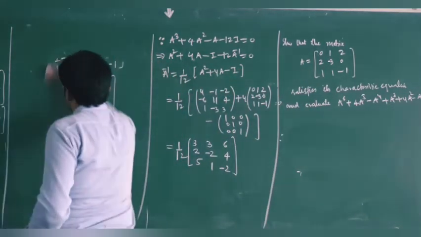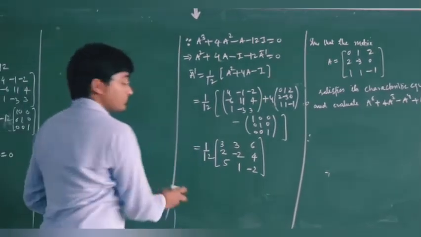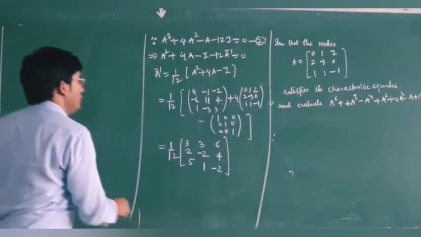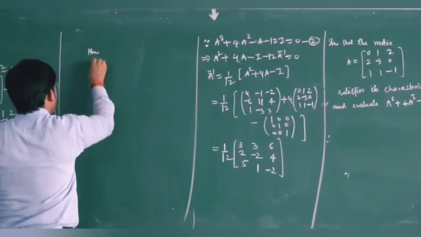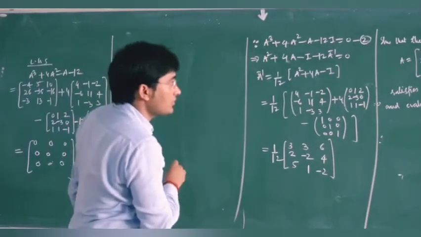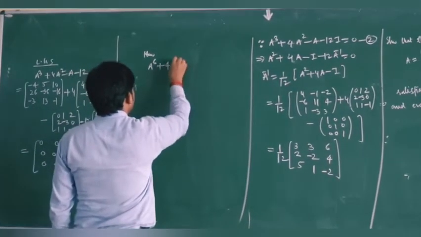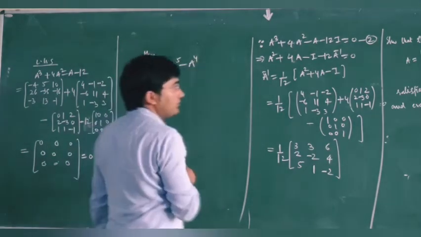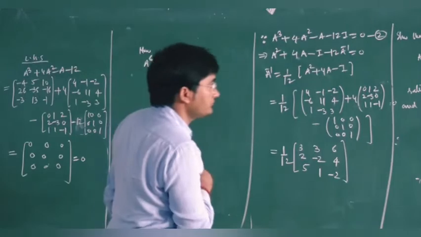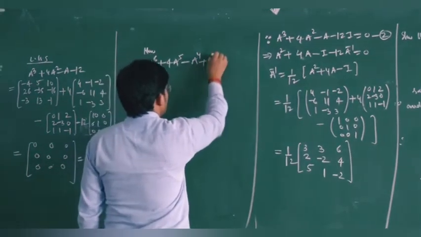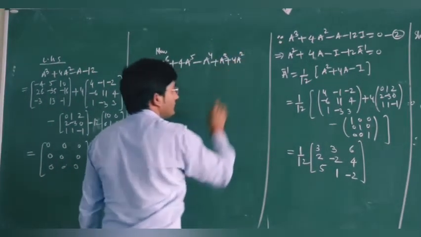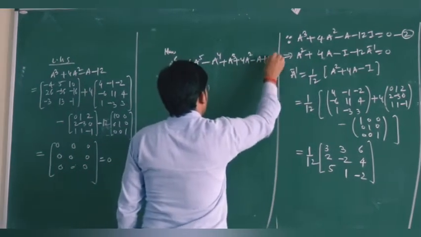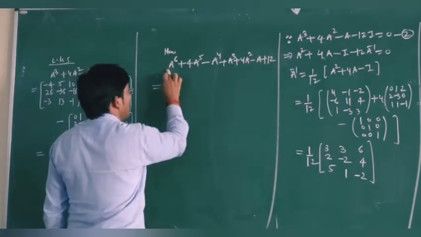Now let us assume that this equation is equation number 2. Now the value of a^6 plus 4a^5 minus a^4 plus a^3 plus 4a^2 minus a plus 12. Now this can be written as, let us take a^3 from here.